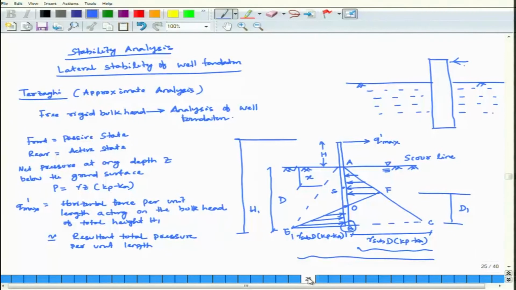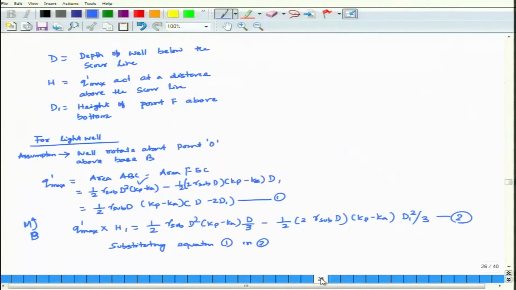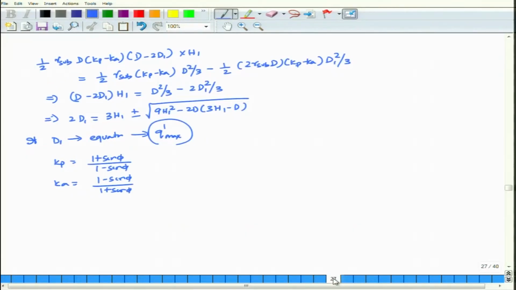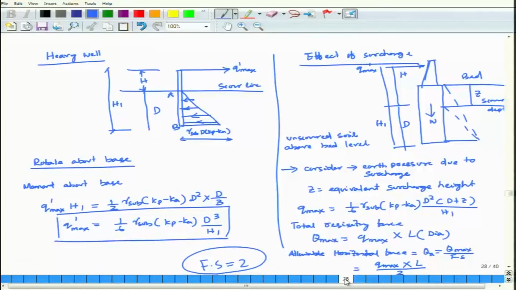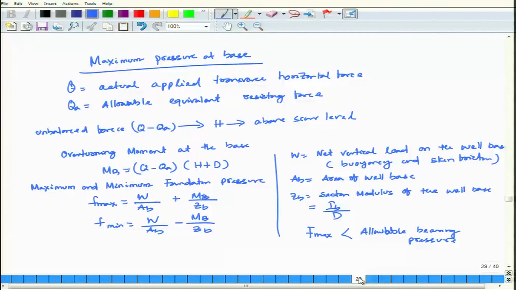There are 2 cases, one is the light well, the other is the heavy well. Terzaghi has given an approximate analysis, that also was completely derived. Then for the light well and for the heavy well I have derived it. Then the effect of surcharge was also discussed. Sometimes above the scour level silt particles are deposited, which act as a surcharge, that also was discussed. Then the maximum pressure at the base, F maximum and F minimum, has been discussed.